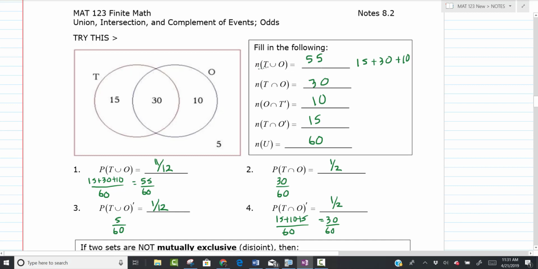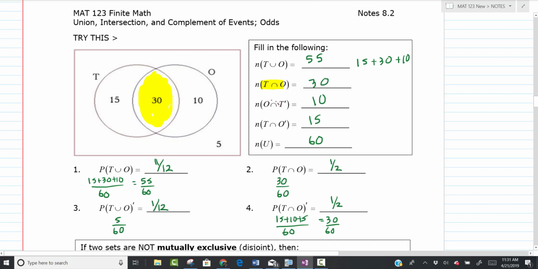Okay, so T union O. That's just the 15, the 30, and the 10 put together. So that's 55 possibilities there. Now some of these things I'm going to highlight. So the intersection of those two sets is the football-looking shape that's in common between those two sets. So that's your 30.